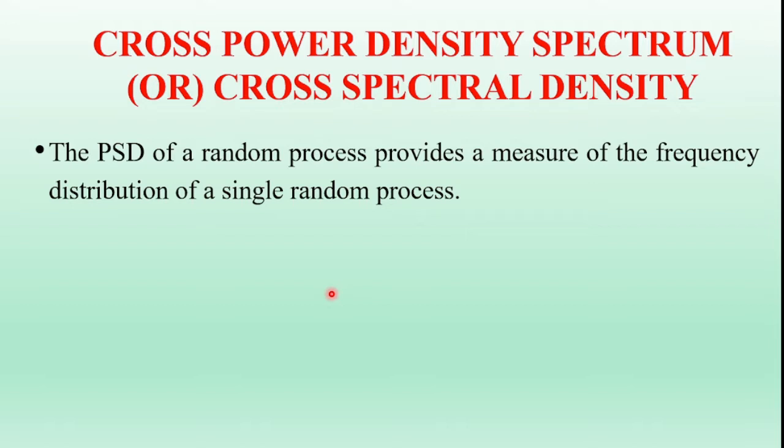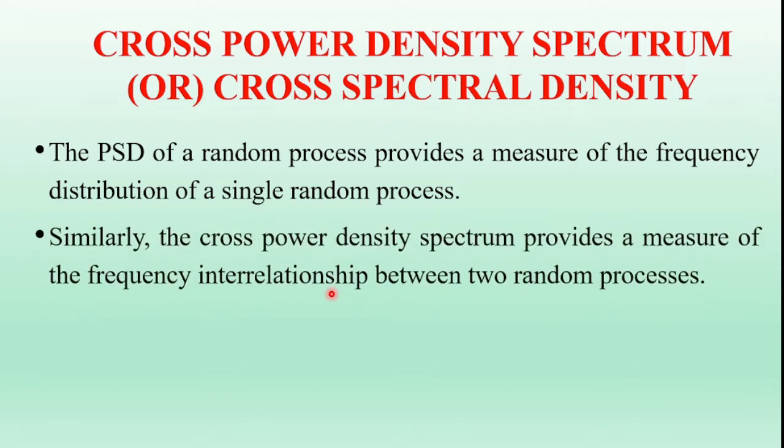The power spectral density of a random process X(t) provides a measure of the frequency distribution of a single random process. Similarly, the cross power density spectrum provides a measure of the frequency interrelationship between two random processes, that is, X(t) and Y(t).